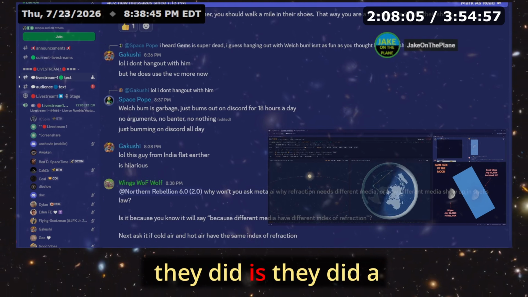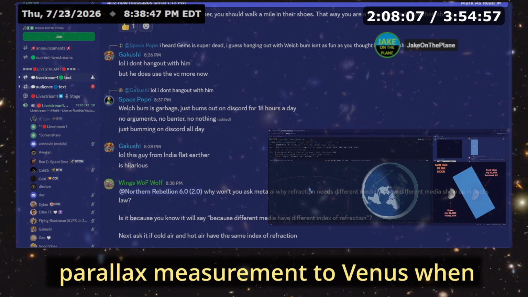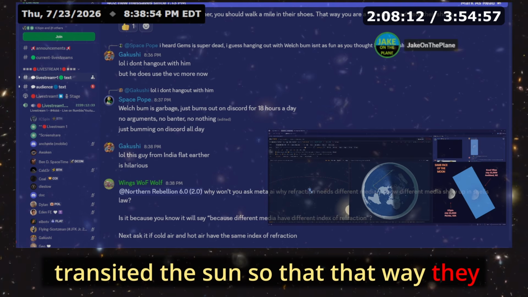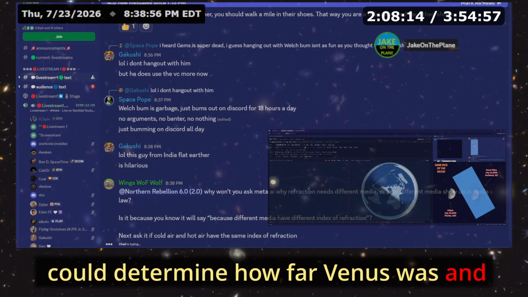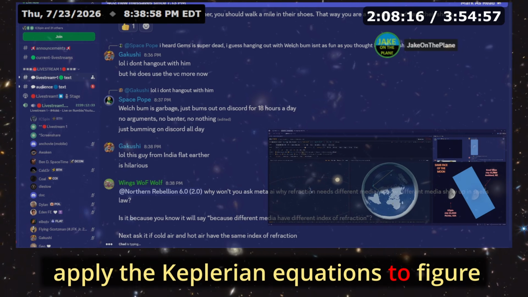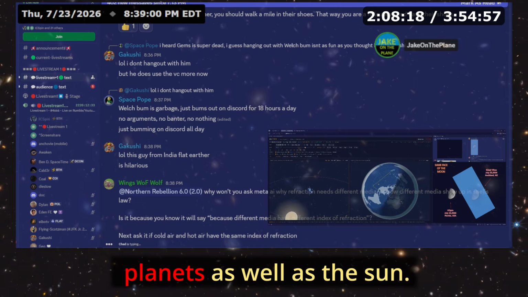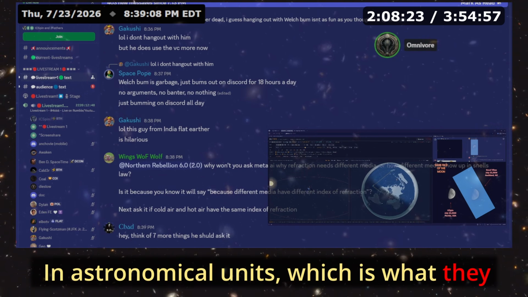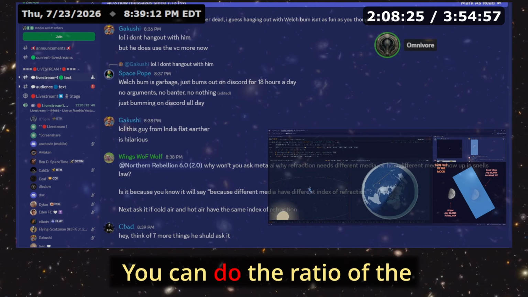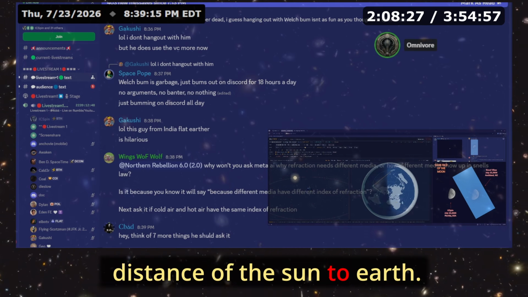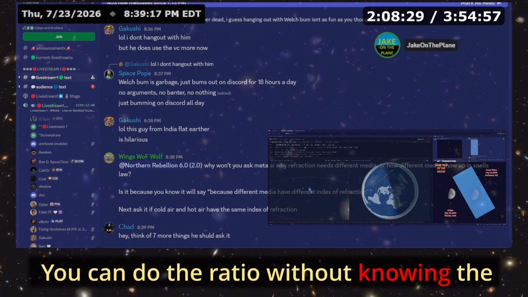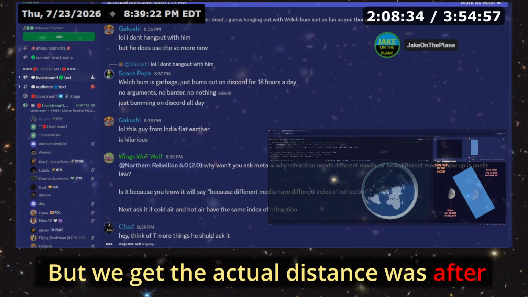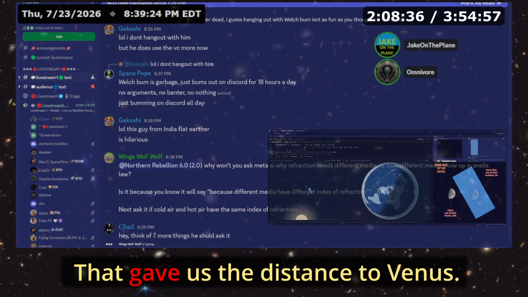What they did is they did a parallax measurement to Venus when it transited the sun, so that way they could determine how far Venus was and apply the Keplerian equations to figure out the distances to all the other planets as well as the sun, in astronomical units, which is what they were calculating in. Yeah, you can do the ratio of the distance of the sun to Earth without knowing the distances using the Keplerian equations, but we got the actual distance after doing the Venus transit. Correct. That gave us the distance to Venus.